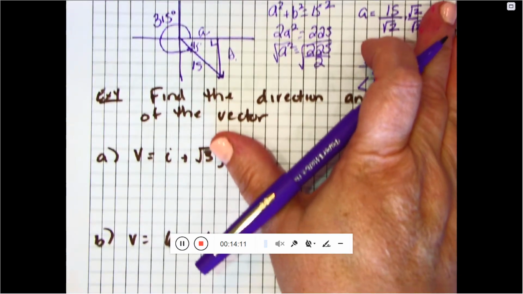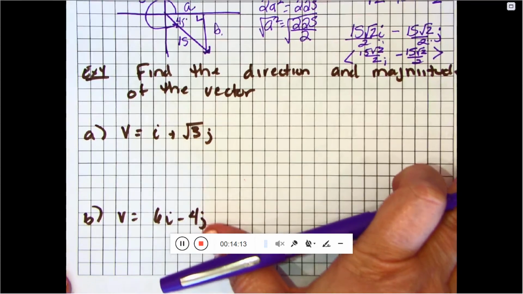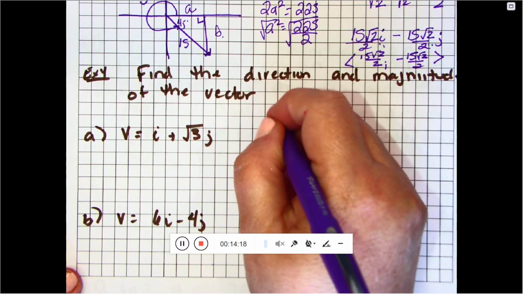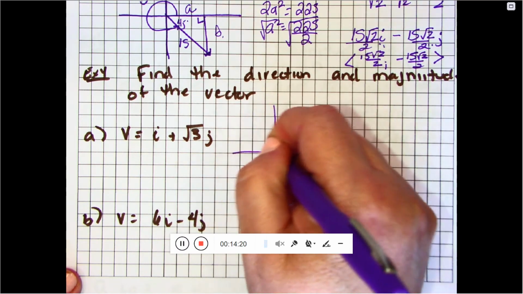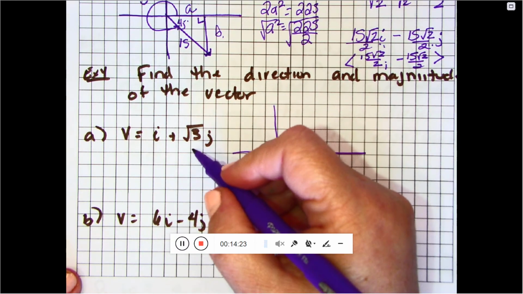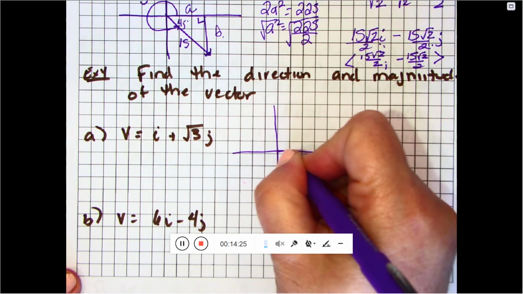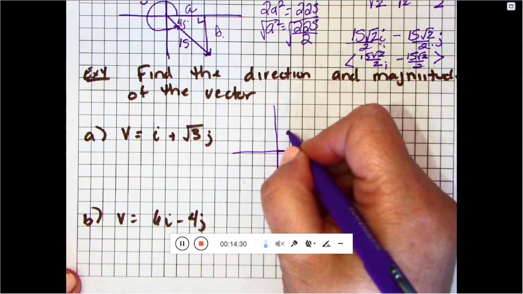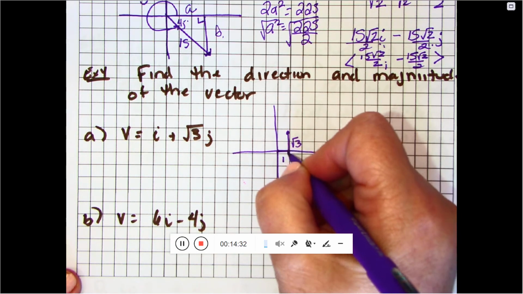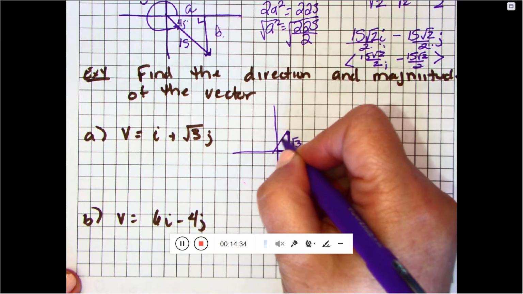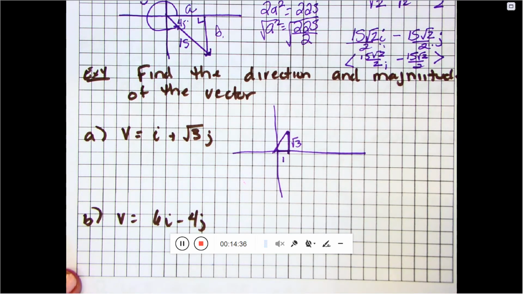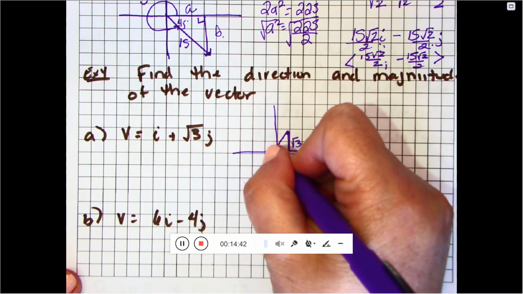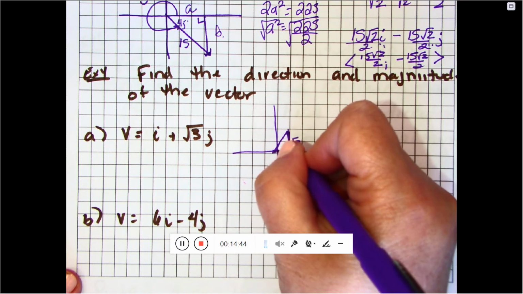Okay. Find the direction and magnitude of this vector. So you don't have to graph these every time, but I just want to show it to you graphically. So this means I move 1 unit in the horizontal, rad 3 units in the vertical.